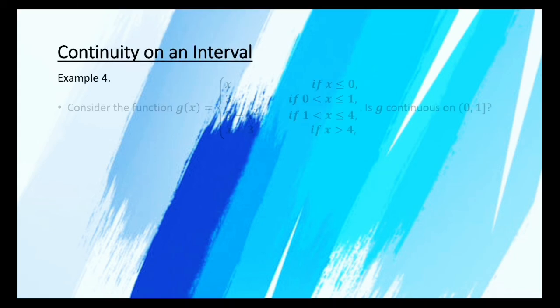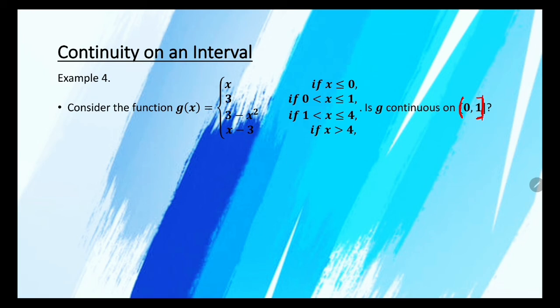We have an example for this one. Example number 4. Consider this function g, a piecewise function. Is g continuous on the interval (0, 1]? The interval does not include 0 but includes 1, which is the same as x greater than 0 but less than or equal to 1. So our g function equals 3. And remember, g of x equals 3 is a horizontal line, from 0 to 1, not including 0 itself.